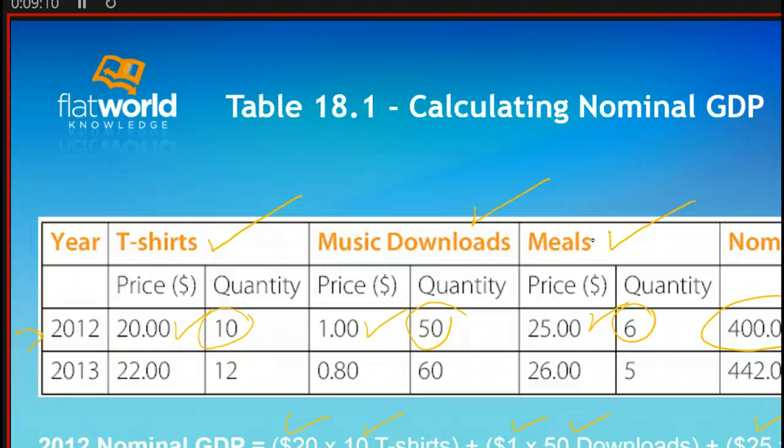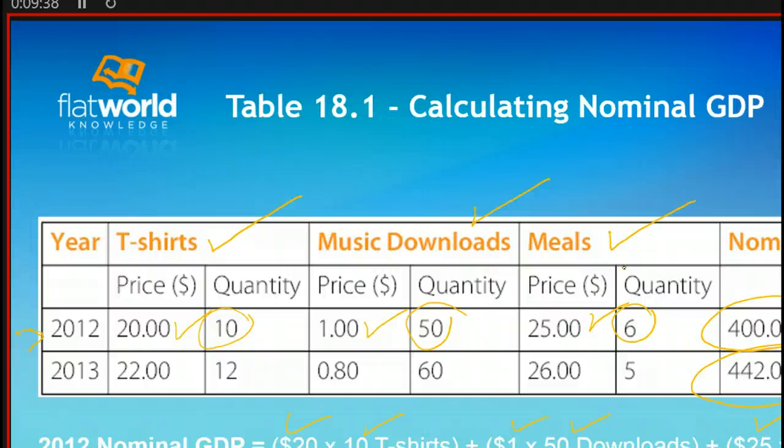Total production. Now in 2013, I just take 2013's production of t-shirts times 2013's price of t-shirts, 2013's total downloads times 2013's price of downloads, and then 2013's total production of meals times 2013's price of meals, and I come up with that in 2013 that economy produced $442 worth of goods. It had an output of $442.